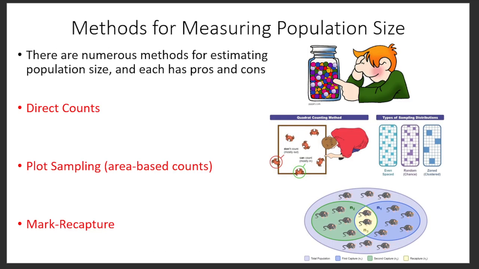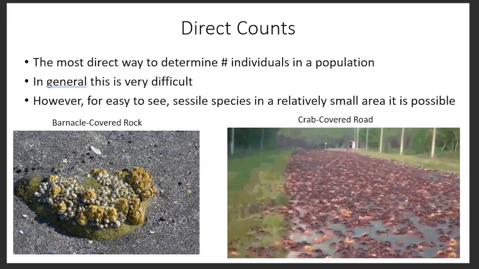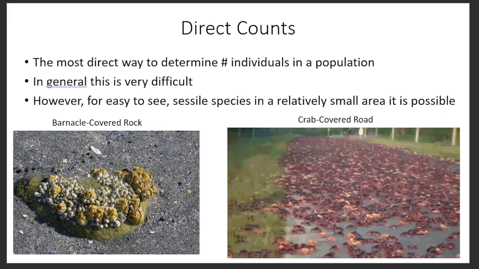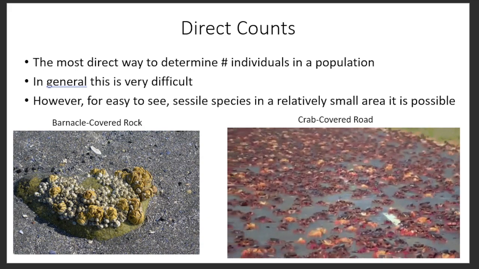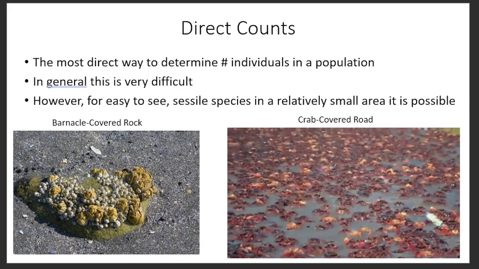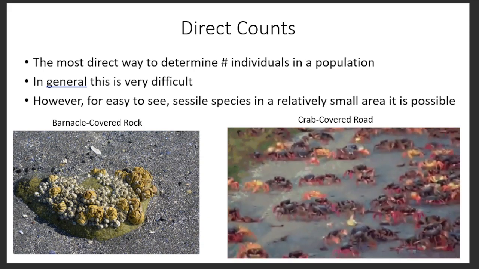So what are some methods for measuring population size? We're going to go over 3 today. We have direct counts, we have plot sampling or area-based counts, and then we have mark-recapture. Direct counts are the most direct way to determine the number of individuals, and in general the most difficult way to count populations.